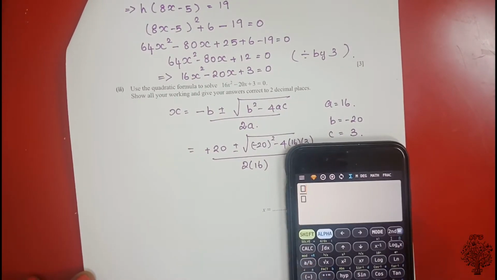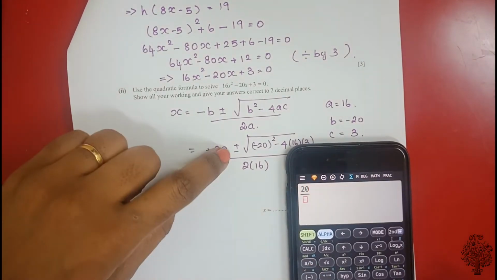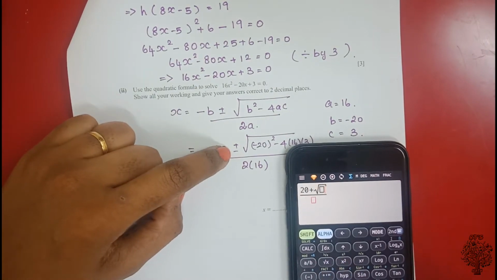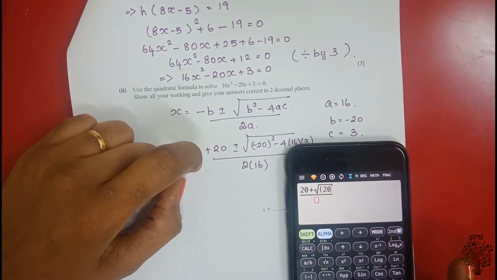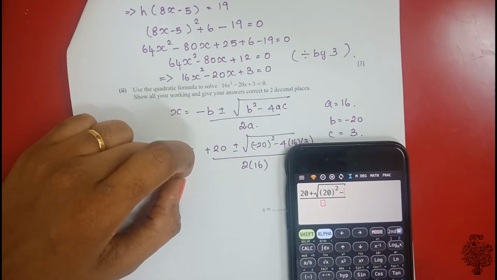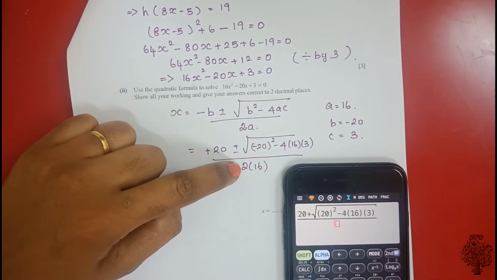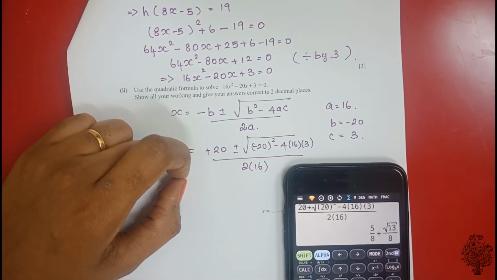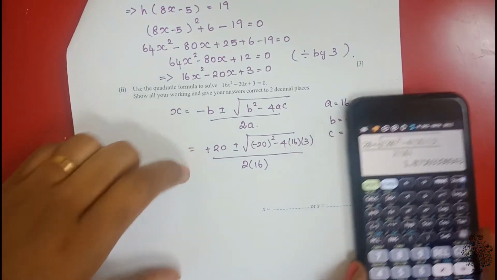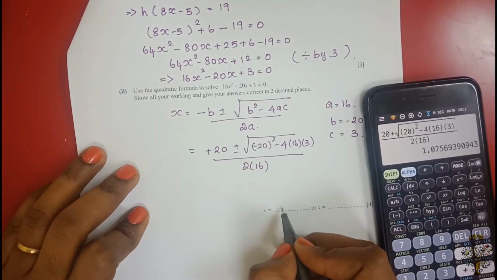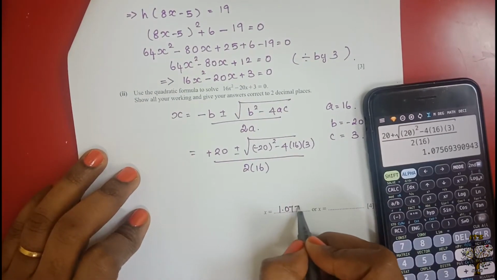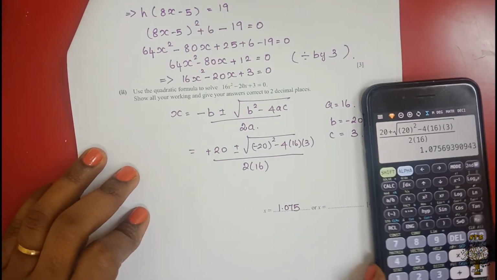20, you have to take fraction. 20, first go with plus sign. Plus square root of 20 square minus 4 multiplied with 16 multiplied with 3, divided by 2 times 16. Okay, get the answer in terms of fractions. So I have with positive sign 1.0756. I'm writing like this.